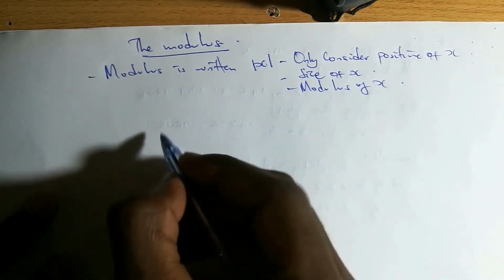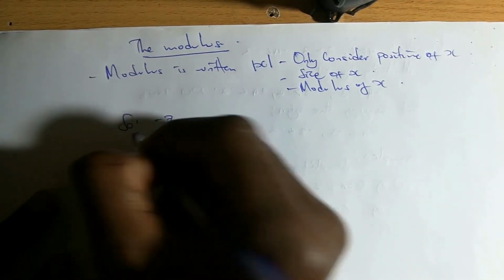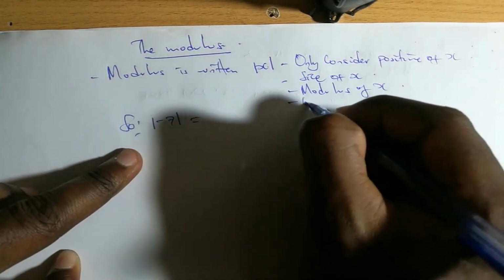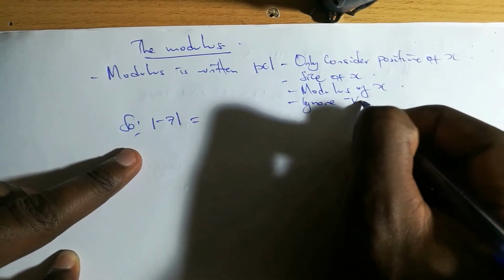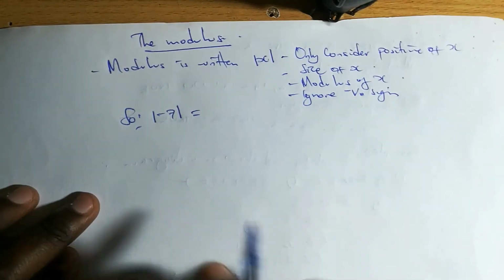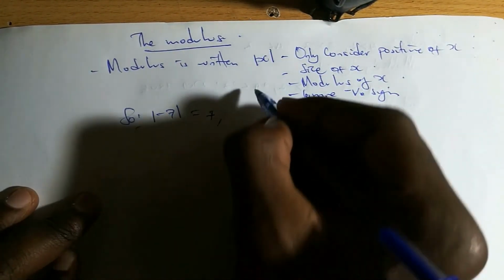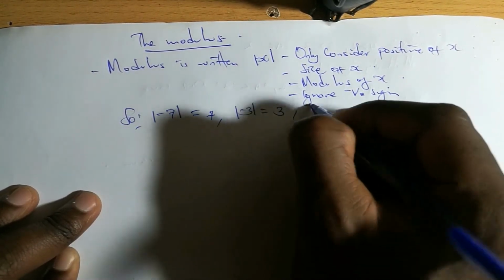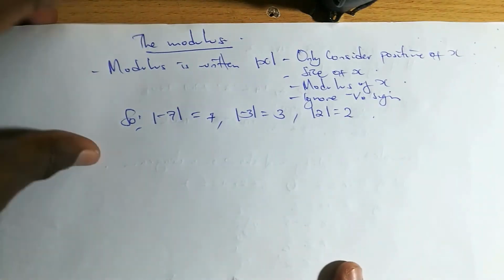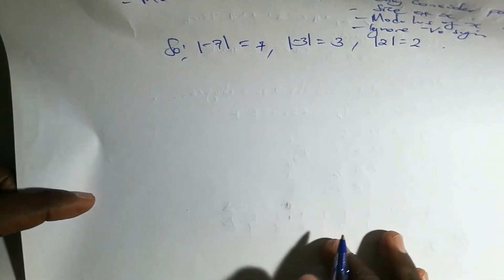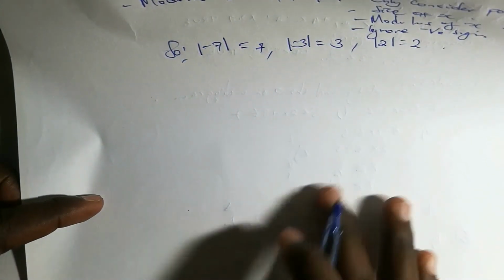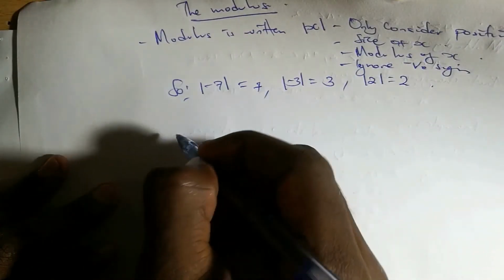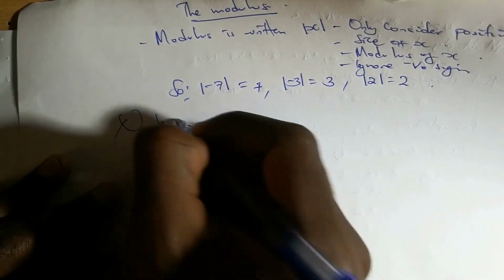So we look at this. If we have -7, the modulus of -7, we ignore the negative sign, so we come to 7. The modulus of -3 means it's going to be 3. The modulus of a positive number will remain the positive number. We can also make some notes here that will help us.